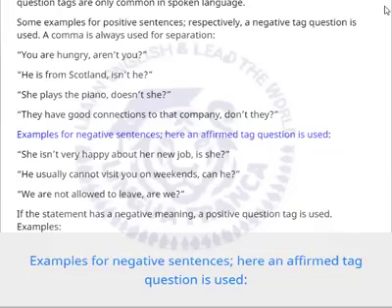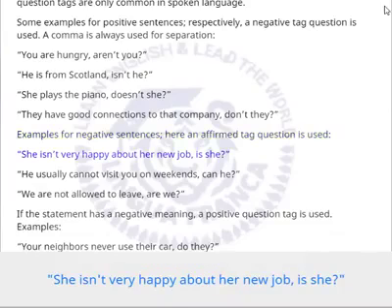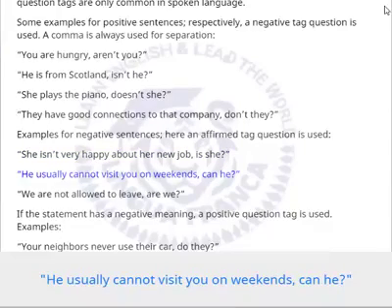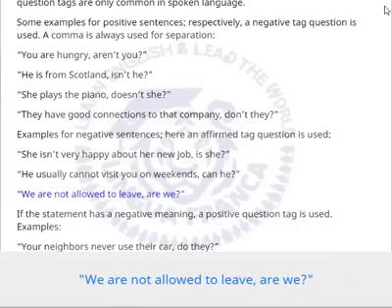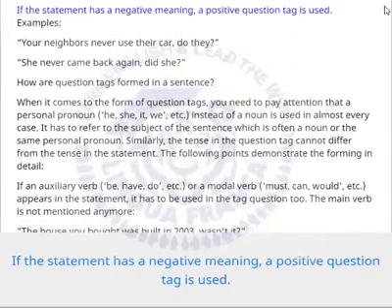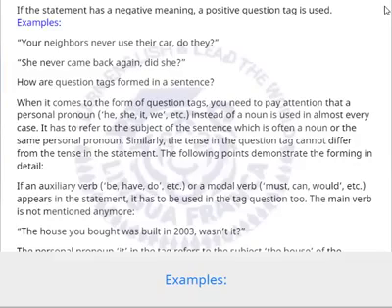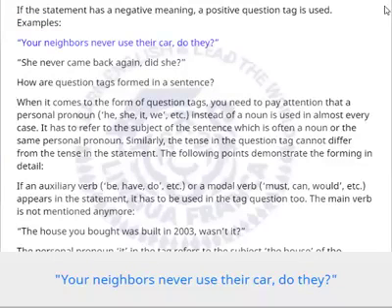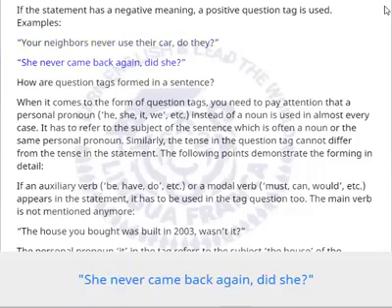Examples for negative sentences: here an affirmative question tag is used. She isn't very happy about her new job, is she? He usually cannot visit you on weekends, can he? We are not allowed to leave, are we? If the statement has a negative meaning, a positive question tag is used. Examples: your neighbors never use their car, do they? She never came back again, did she?